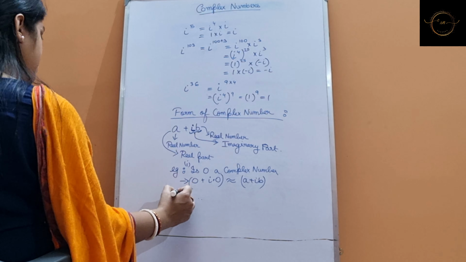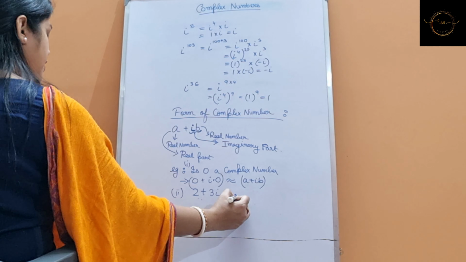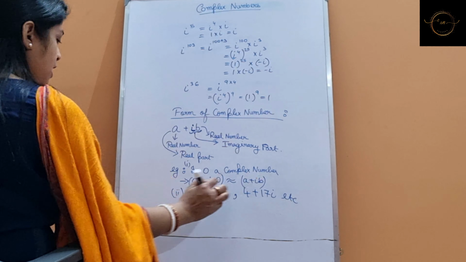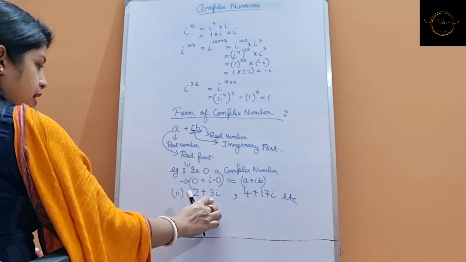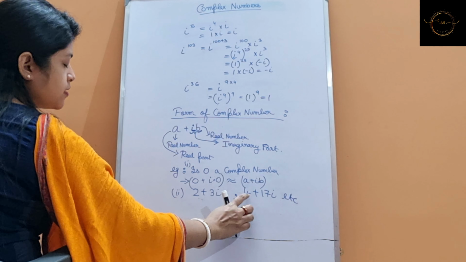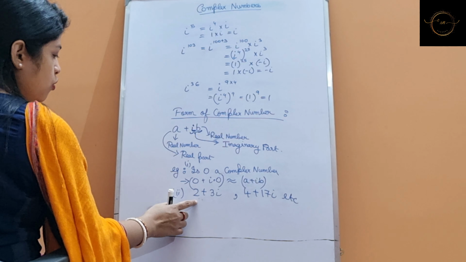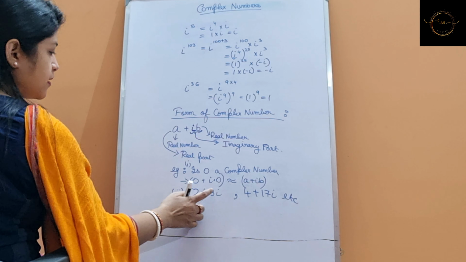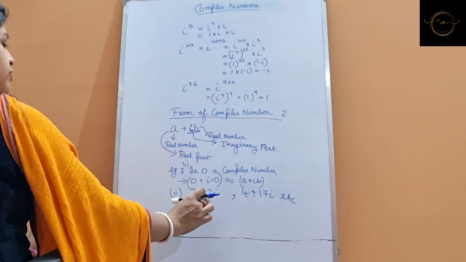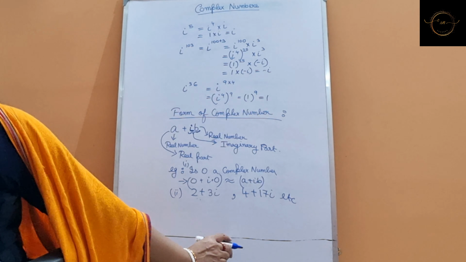Other common examples of complex numbers, you can take as 2 + 3i. You can take 4 + 17i, etc. Where 2 and 3 are real numbers, 4 and 17 are real numbers, but 4 is the real part, 17i is the imaginary part. Also over here, 2 is the real part and 3i is the imaginary part, and so on. So this is how you represent a complex number.